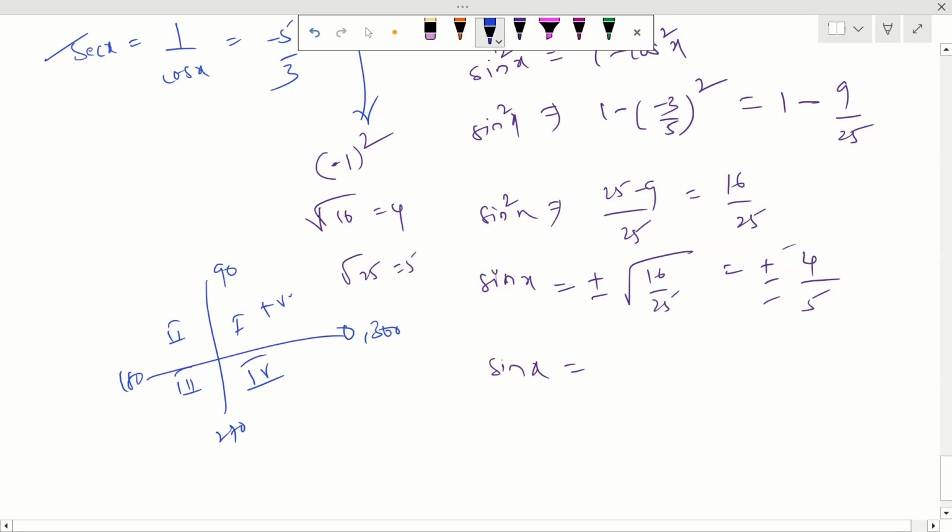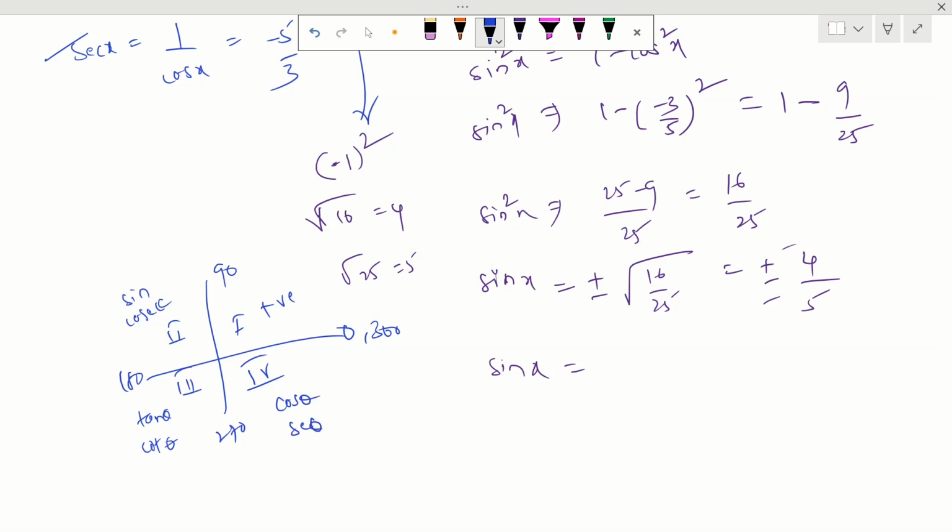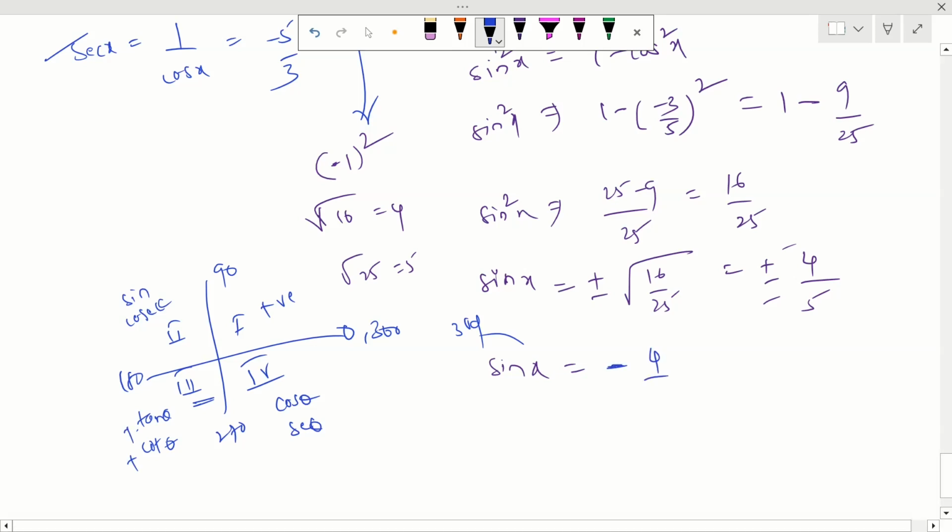In the first quadrant all are positive, in the second quadrant sine and cosecant are positive, the remaining are negative, and in the third quadrant tan and cot theta are positive. In the fourth quadrant cos and secant are positive. Here x lies in the third quadrant, so only tan and cot are positive and the remaining are negative. Then sin x is minus 4 by 5.